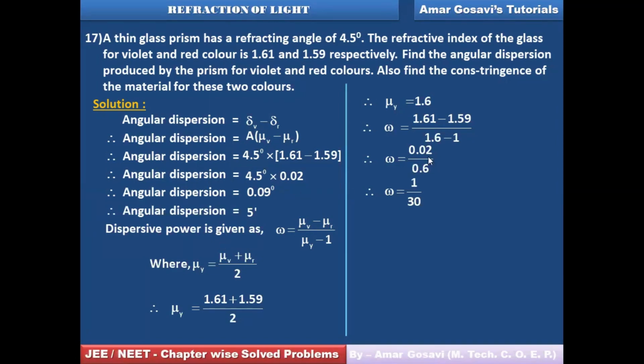They have asked to find the constringence. Constringence is the reciprocal of dispersive power, so it will be 1 upon omega. So the constringence is 30. Please make a note of the solution over here.